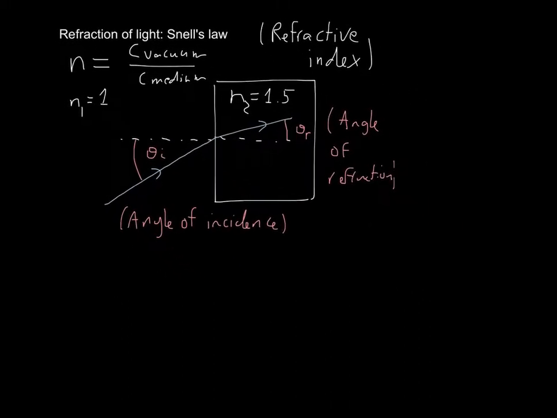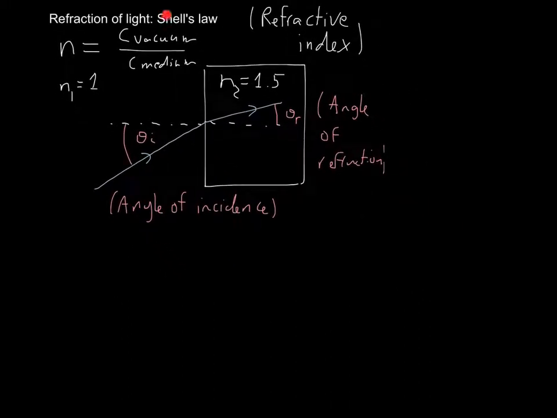This relationship was discovered by Snell. That's why it's called Snell's law. Though I think some Arabian mathematician found it way before him, or at least was onto something. So anyway, what he discovered is that if you multiply n1 times the sine of the incidence angle, you get the same as if you multiply n2 times the sine of the angle of refraction.